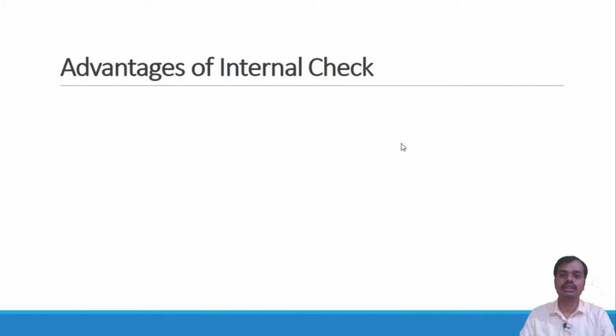Now we will see the advantages of the internal check system. First we will see the advantages for the business. First advantage is proper division of work. Internal check entails a proper and rational distribution of work among the members of staff of the enterprise, keeping in view their individual qualifications, experience, and area of specialization.